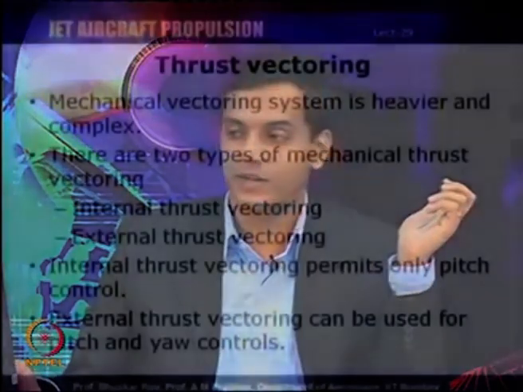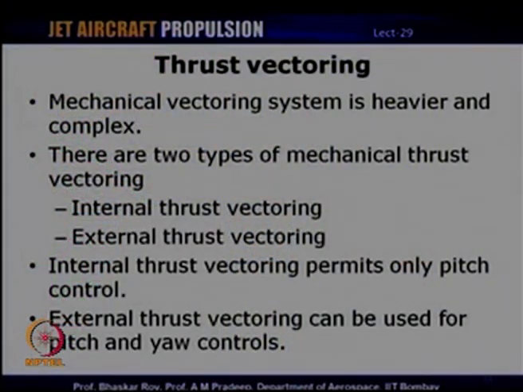Now, let us look at the different types of these thrust vectoring mechanisms. Mechanical thrust vectoring is probably more complicated or at least heavier as compared to fluidic thrust vectoring, but it is simpler to implement and has been demonstrated to be effective.